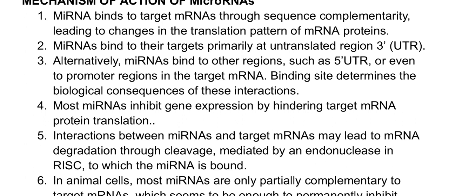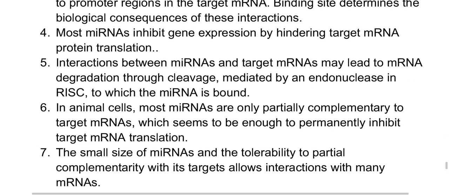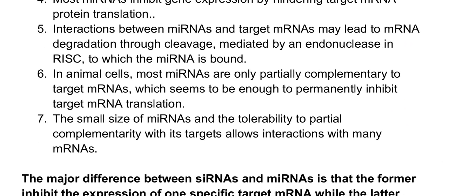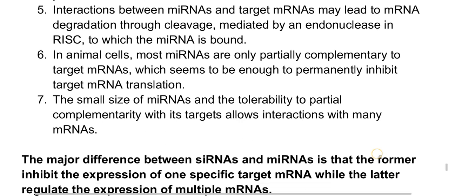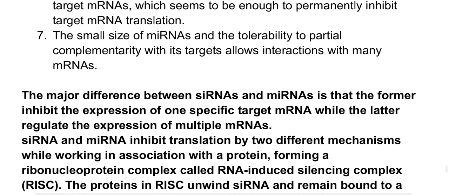Most miRNAs inhibit gene expression by hindering target mRNA protein translation. Interactions between miRNA and target mRNA may lead to mRNA degradation through cleavage mediated by an endonuclease in RISC to which the mRNA is bound. In animal cells, most miRNAs are only partially complementary to target mRNA, which seems to be enough to permanently inhibit target mRNA translation. The small size of miRNA and the tolerability of partial complementarity with its targets allows interaction with many mRNAs.